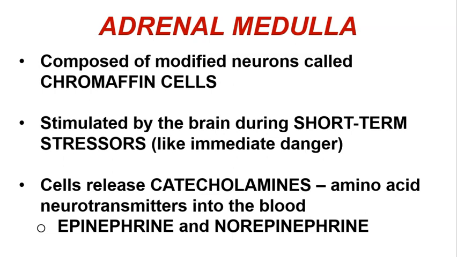So during short-term stresses, like a dangerous situation, the brain will stimulate the adrenal medulla to release a set of neurotransmitters into the blood. And these neurotransmitters are collectively referred to as the catecholamines. These are actually neurotransmitters called epinephrine and norepinephrine. In this instance, because they are released into the bloodstream, these neurotransmitters are behaving more like hormones. The neurotransmitters are amino acid derivatives because they're constructed from amino acids, so therefore they behave like the amino acid-based hormones. They are not steroids.